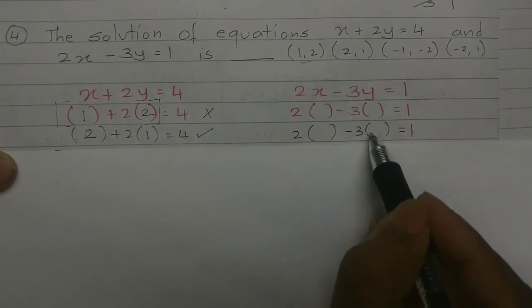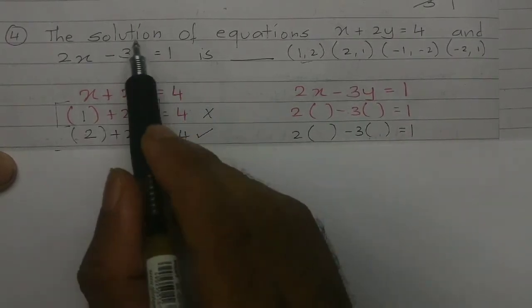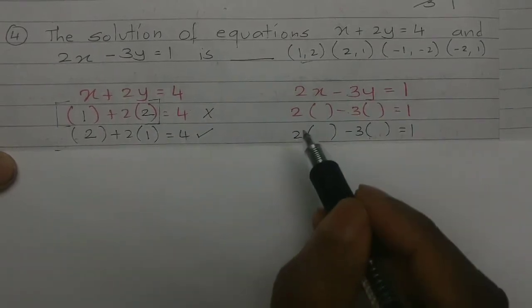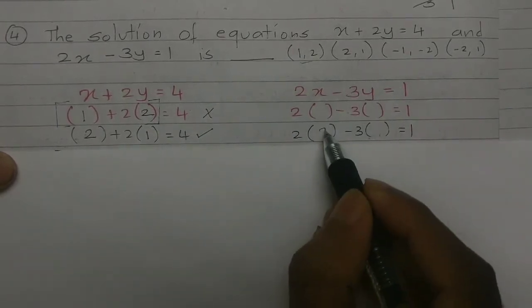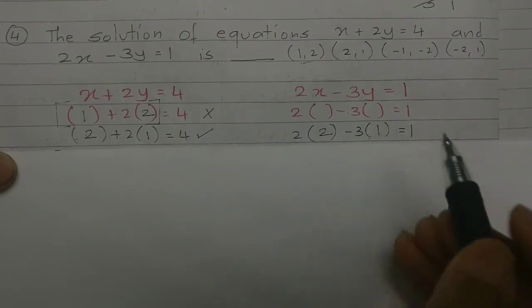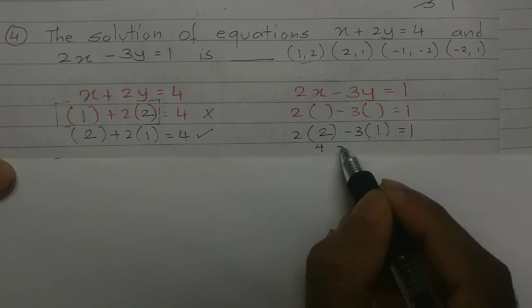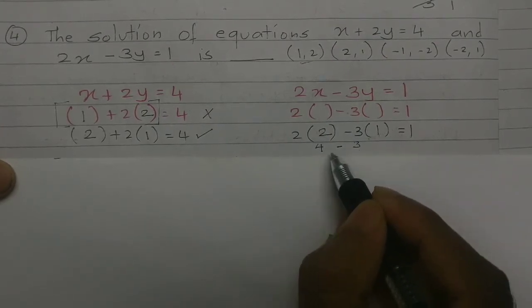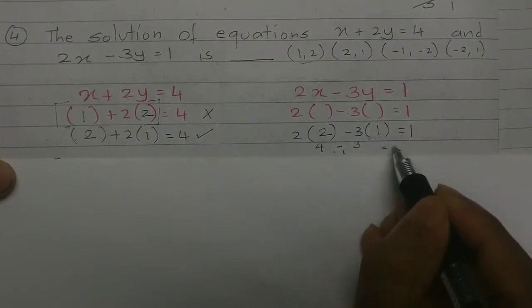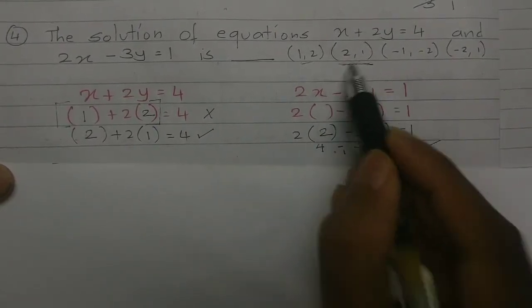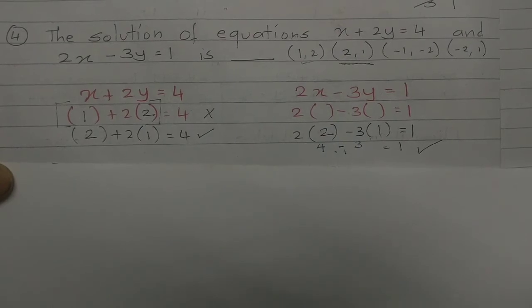Now let me check over here as well, because it is a solution for both these equations, right? So both the equations should be satisfied. So I'll put 2 over here and I'll put 1 over here. So this would become 2 to the 4 minus 3, which would give me 1, which is also equal to 1. That means my answer is 2, 1.